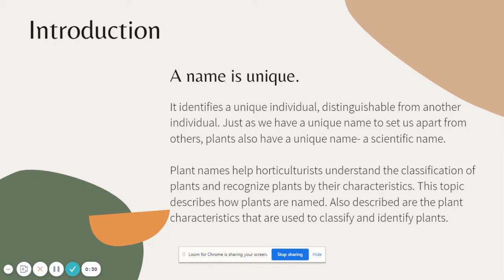This topic describes how plants are named. Also described are the plant characteristics that are used to classify and identify plants.